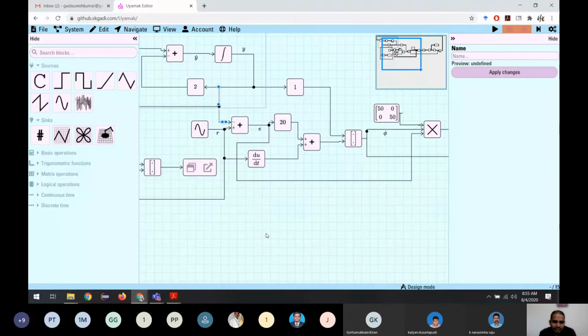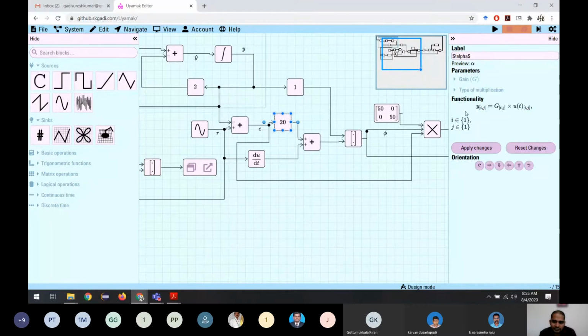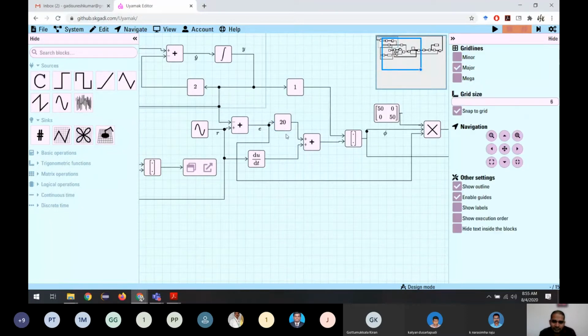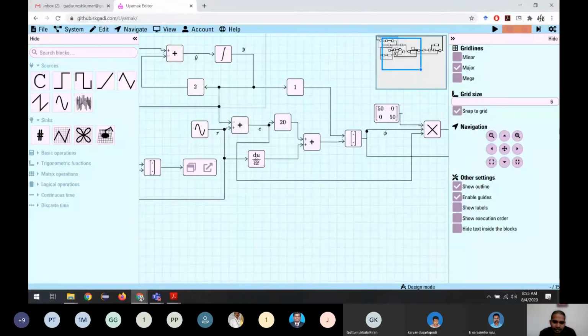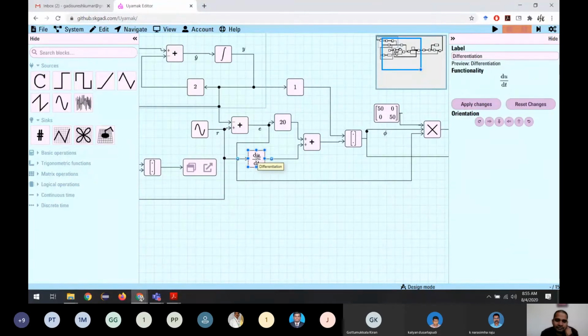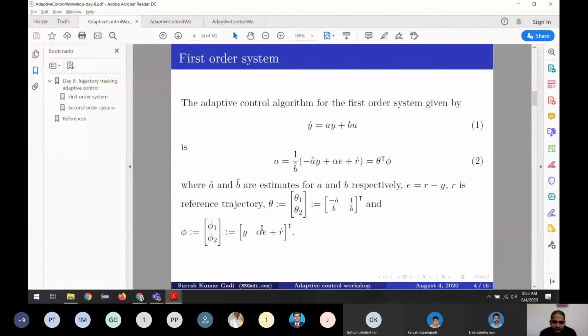So this error times alpha. This is alpha, so we are multiplying with alpha. And we are adding it with R dot. What is R dot? If this is R, you can do one differentiation, and this will be R dot. So we are adding R dot plus this term, which gives us this part, and joining it in a matrix. I mean, putting it in the second row and putting the first row as the Y, we get the phi.